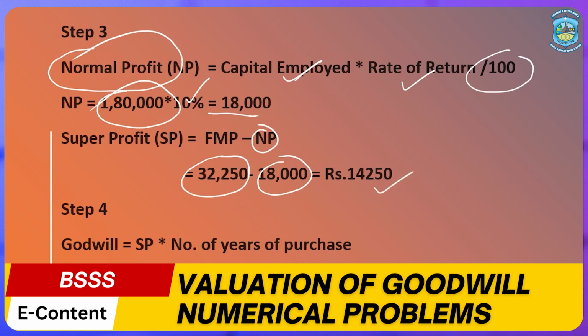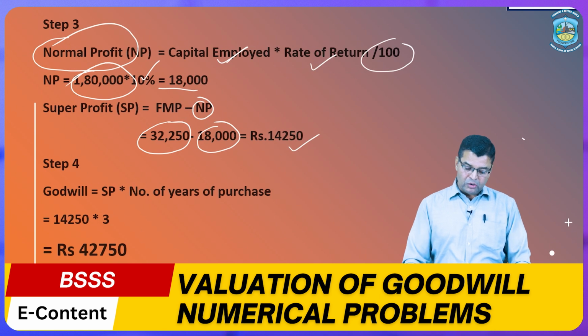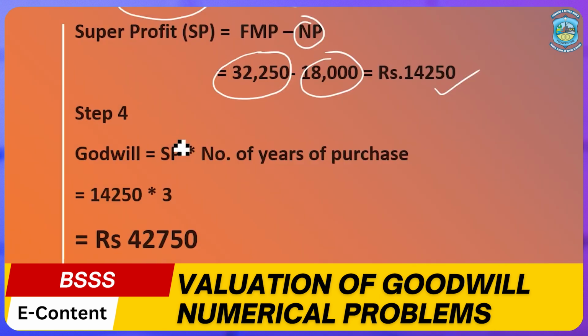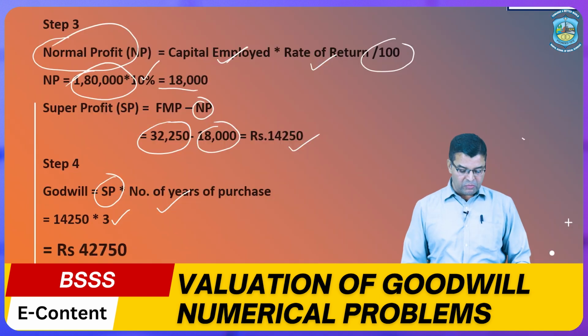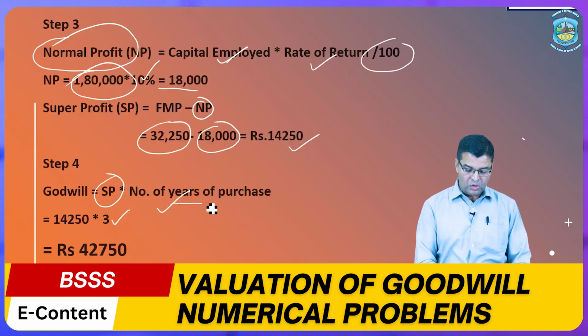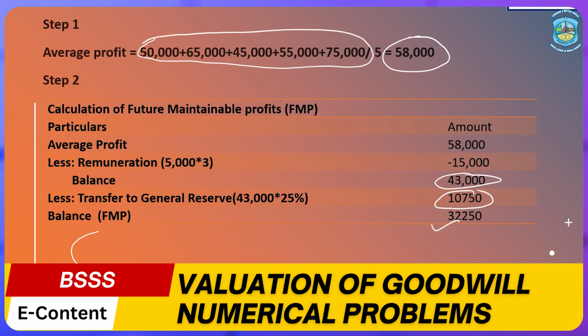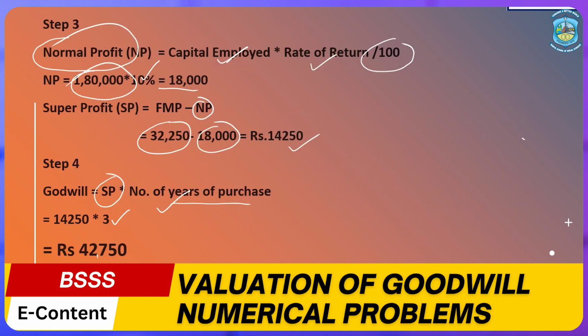14,250. And step number 4: according to this step, goodwill has to be found out, and according to this formula, super profit into number of purchase years, which is already given in the question, that is 3 years. So if we multiply this 14,250 rupees of super profit into the number of purchase years, we will find 42,750 rupees worth of goodwill of the business.